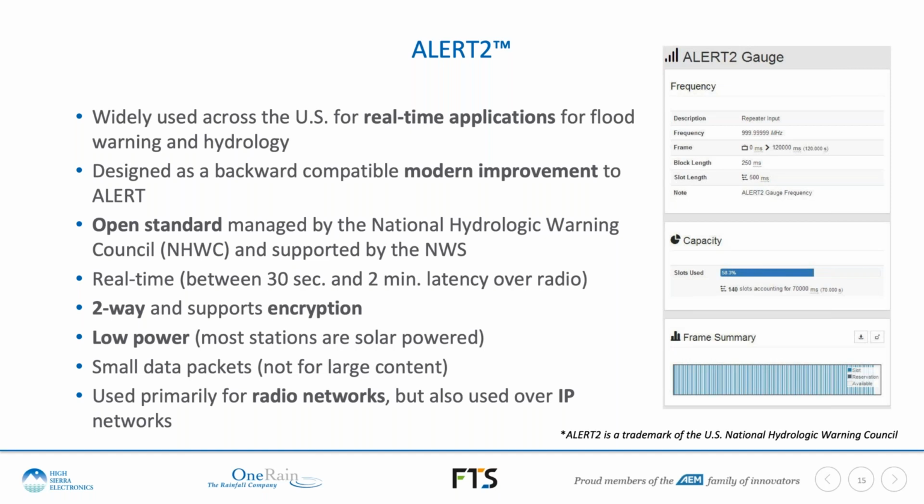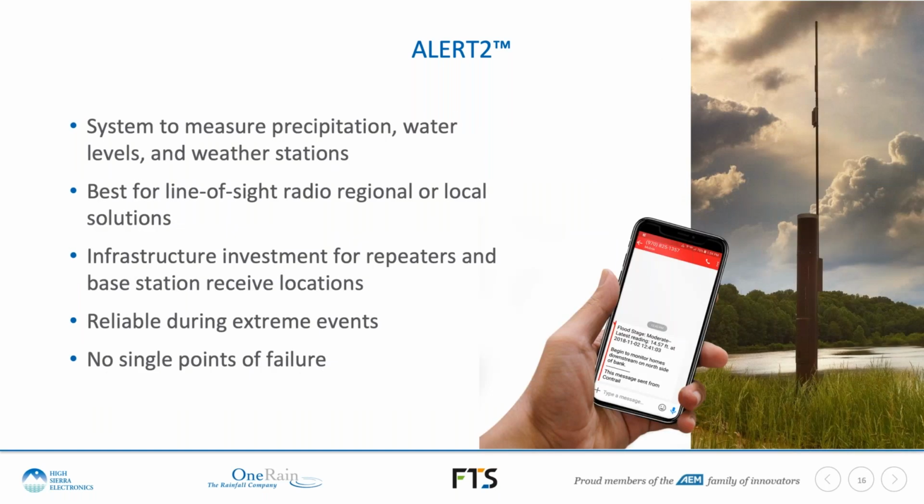It transmits small data packets, so it's not a good protocol for transmitting large content. Like, it's not a good protocol for transmitting camera images, but it is a good protocol for transmitting environmental data, rain gauge data, stream gauge data, that type of data. Alert 2 is primarily used on radio networks, but it is also supported over IP networks. So there are many vendors out there that have built interfaces so that they can send the data, for example, over a cellular data network. They can send Alert 2 content that way, and it can be sent through other means also.